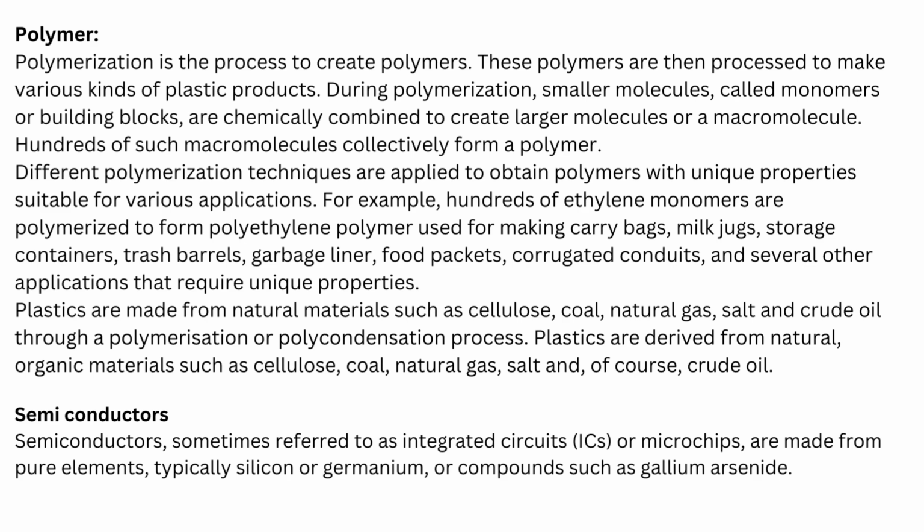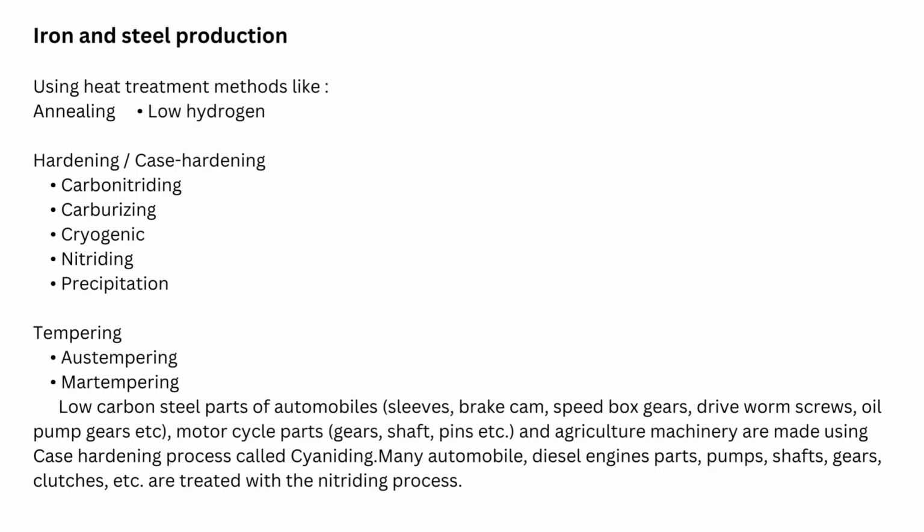Now about the polymer, we know polymerization is the process to create polymers, and there are different polymerization techniques also. Now let us look into iron and steel production. Steel is made from iron ore, a compound of iron, oxygen, and other minerals that occur in nature.